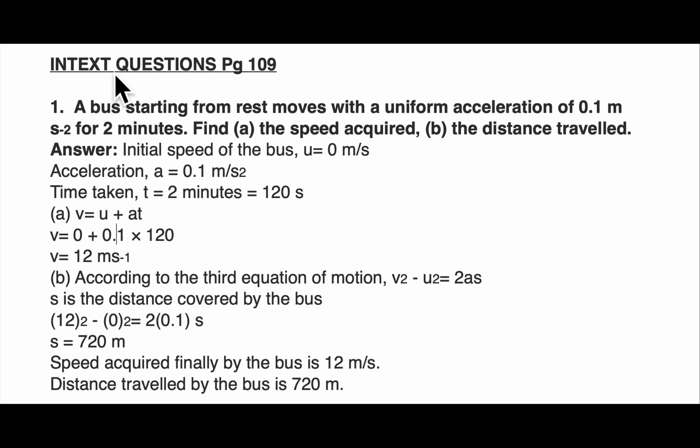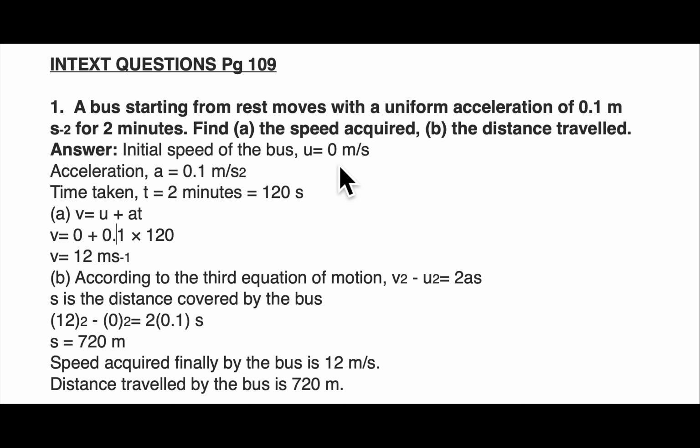Numerical in textbook, page number 109, question number 1. A bus starting from rest. Rest means initial velocity, what? 0. A bus starting from rest moves with a uniform acceleration of 0.1 meter per second square for 2 minutes. So time is 2 minutes, and it should be in seconds because acceleration is given to us in meter per second square. What we have to calculate first: find the speed acquired, meaning final velocity, and the distance traveled.